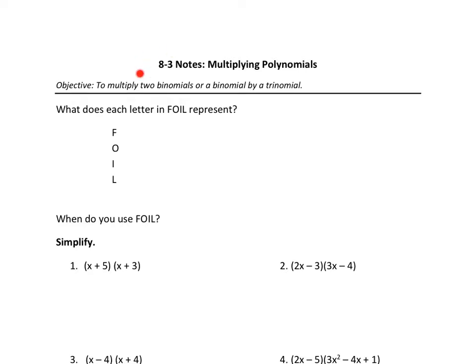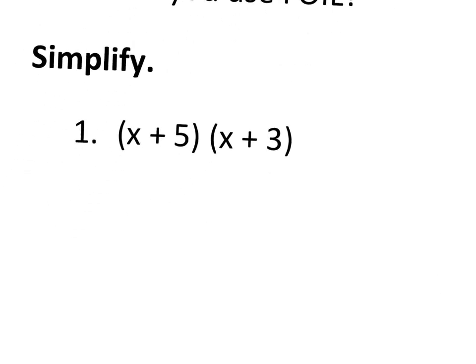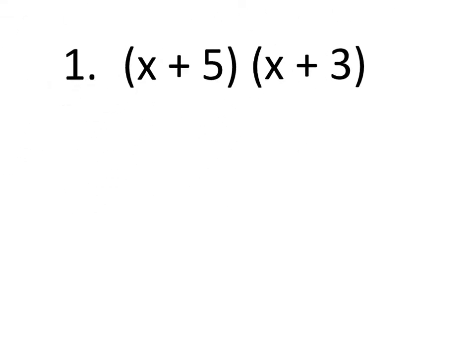All right, we're going to be working on lesson 8.3, multiplying polynomials, okay? And so we have this acronym called FOIL, which is just a way to remember what to do on a problem like this, okay? So let's go ahead and zoom in on the first example here, and then we'll talk about FOIL a little more in depth.